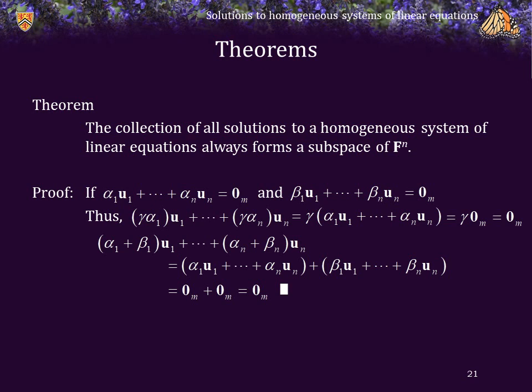Therefore, given any vector that is a solution, all scalar multiples of that vector are also solutions, and given two vectors that are solutions, the sum of those two vectors is also a solution. Therefore, the collection of all solutions to a homogeneous system of linear equations must form a subspace.